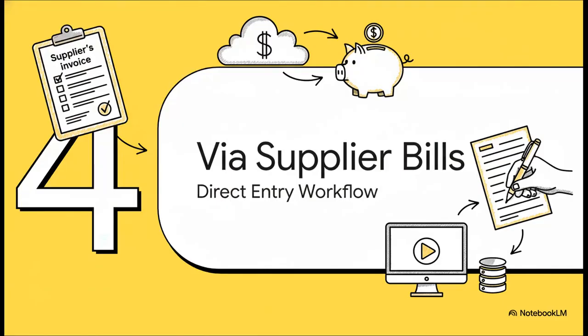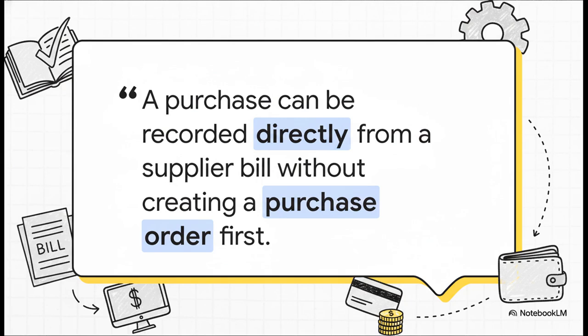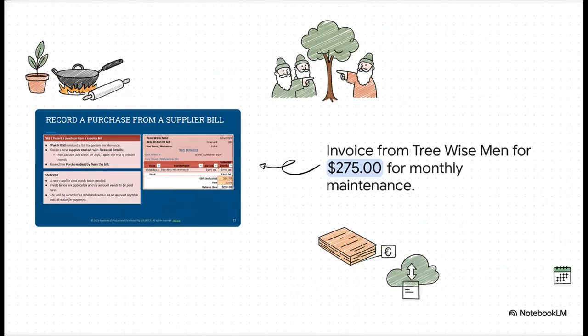Now, let's examine the second method, recording a purchase directly from a supplier's invoice without a preceding purchase order. The principle for this workflow is straightforward, as stated directly in the source material. You can bypass the purchase order step and record the transaction directly from the supplier's bill. Our second case involves a tax invoice received by Walk and Roll for monthly garden maintenance. The supplier is new, and the total amount of $275 is being entered directly into Xero as a bill.